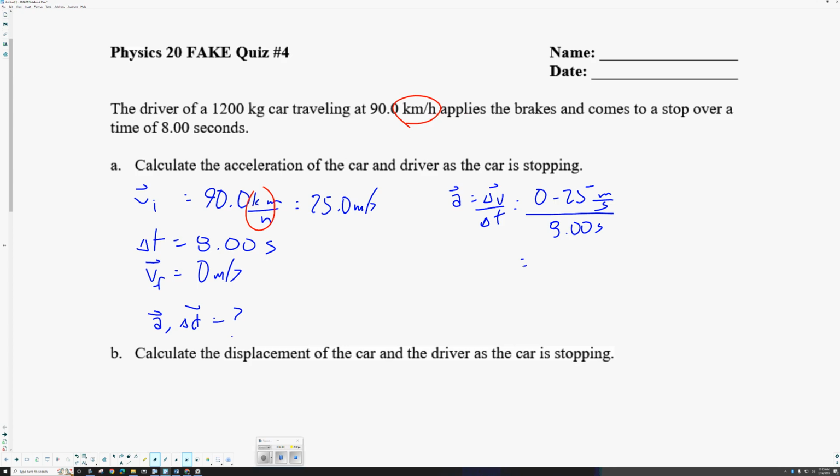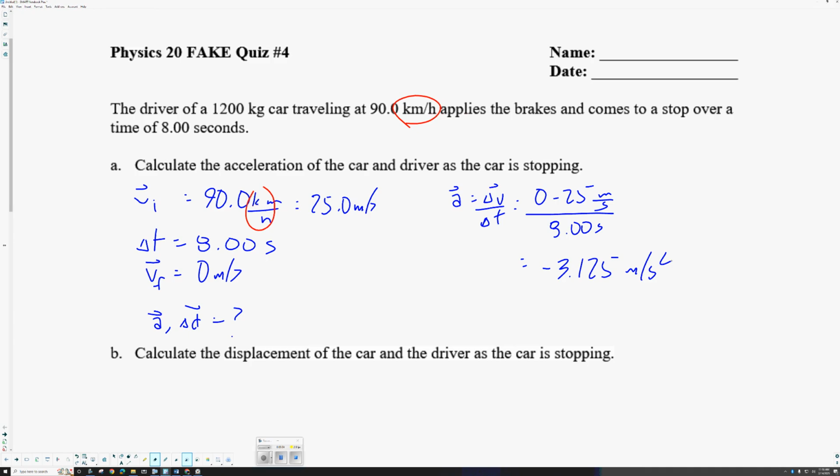0 minus 25. Delta V is not 25. It's not 25 minus 0. It's 0 minus 25. So we get negative 25 over 8, which is 3 1/8, which is 3.125, negative 3.125 meters per second squared.